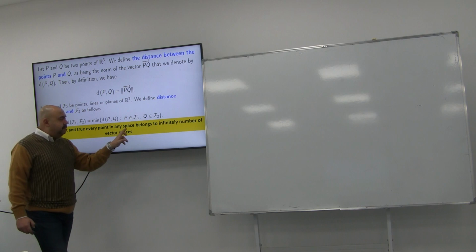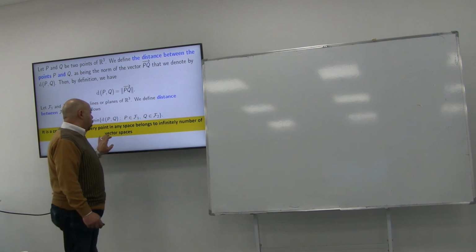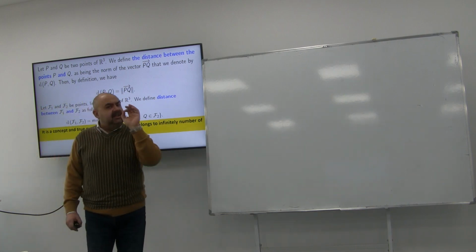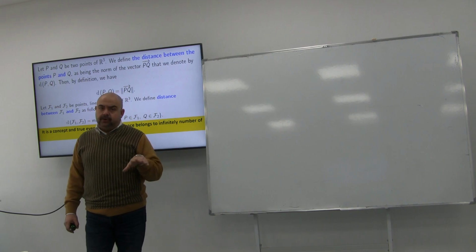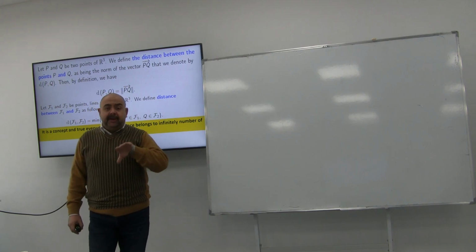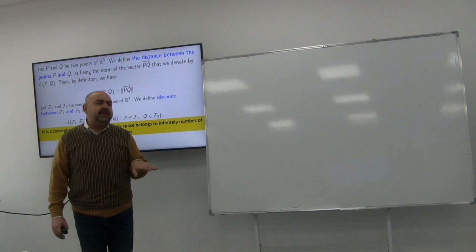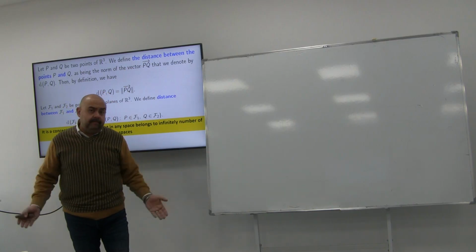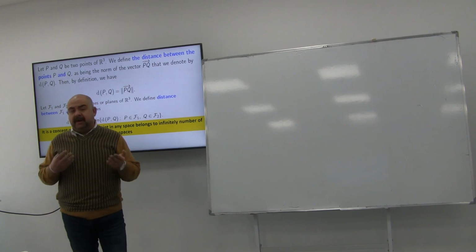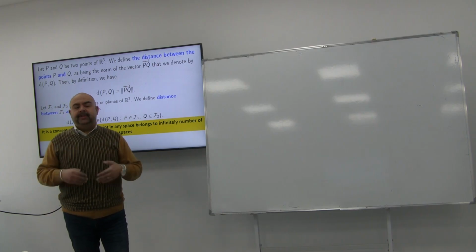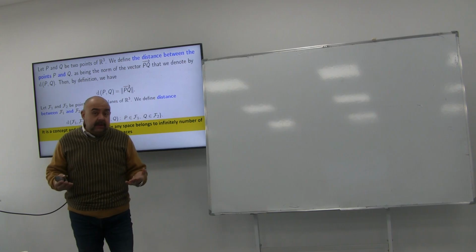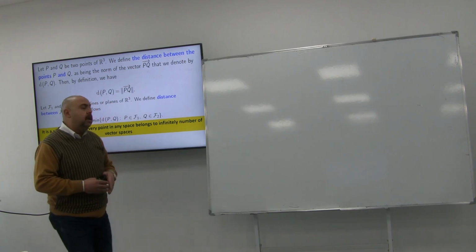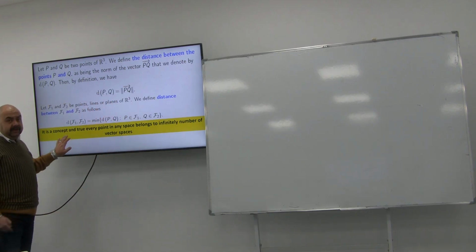Every point in any space belongs to an infinite number of lines and planes. This is exactly true. If you have (1, 2, 3) as a point, you have an infinite number of lines passing through this point, and also an infinite number of planes passing through this point, plus all the quadrics that already exist in R3 can pass through this point. So this is really a very deep statement.